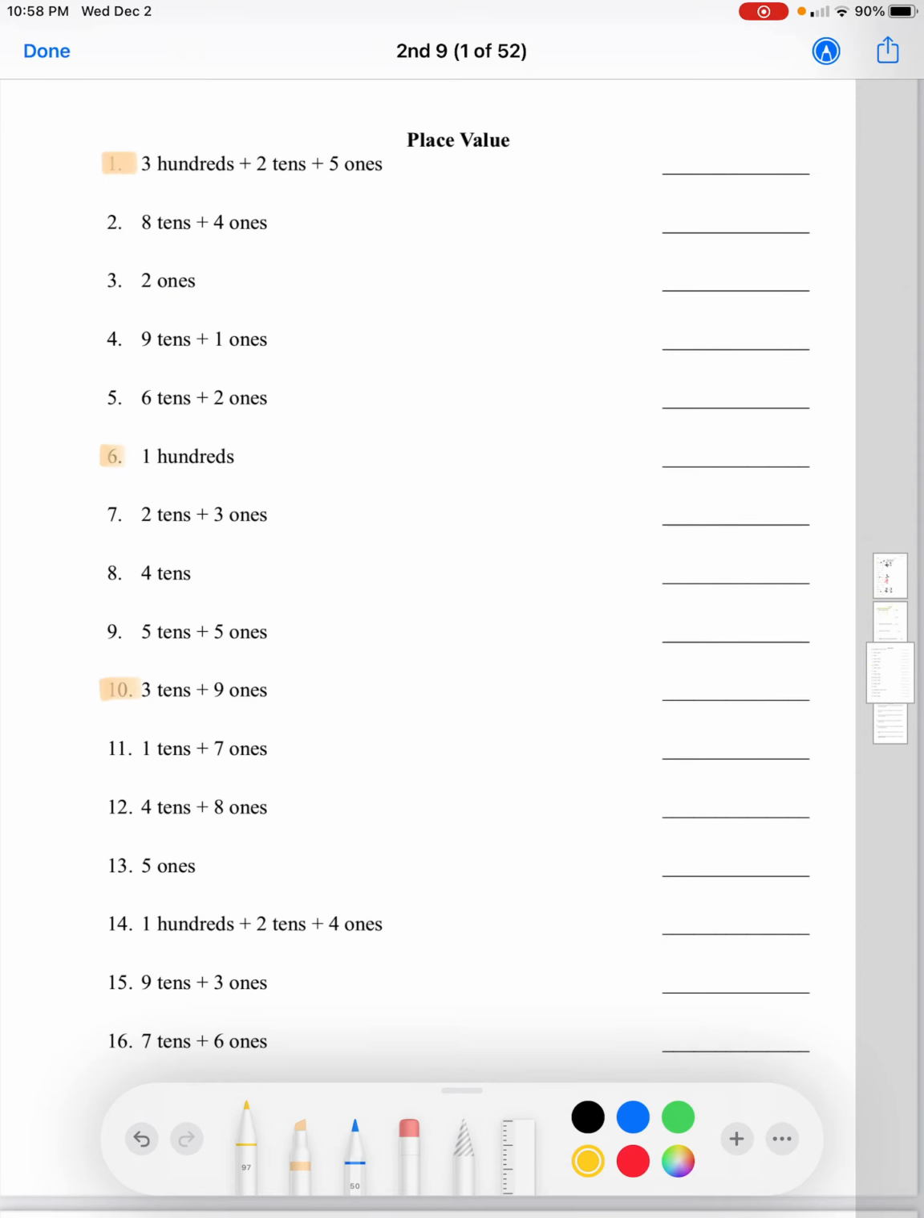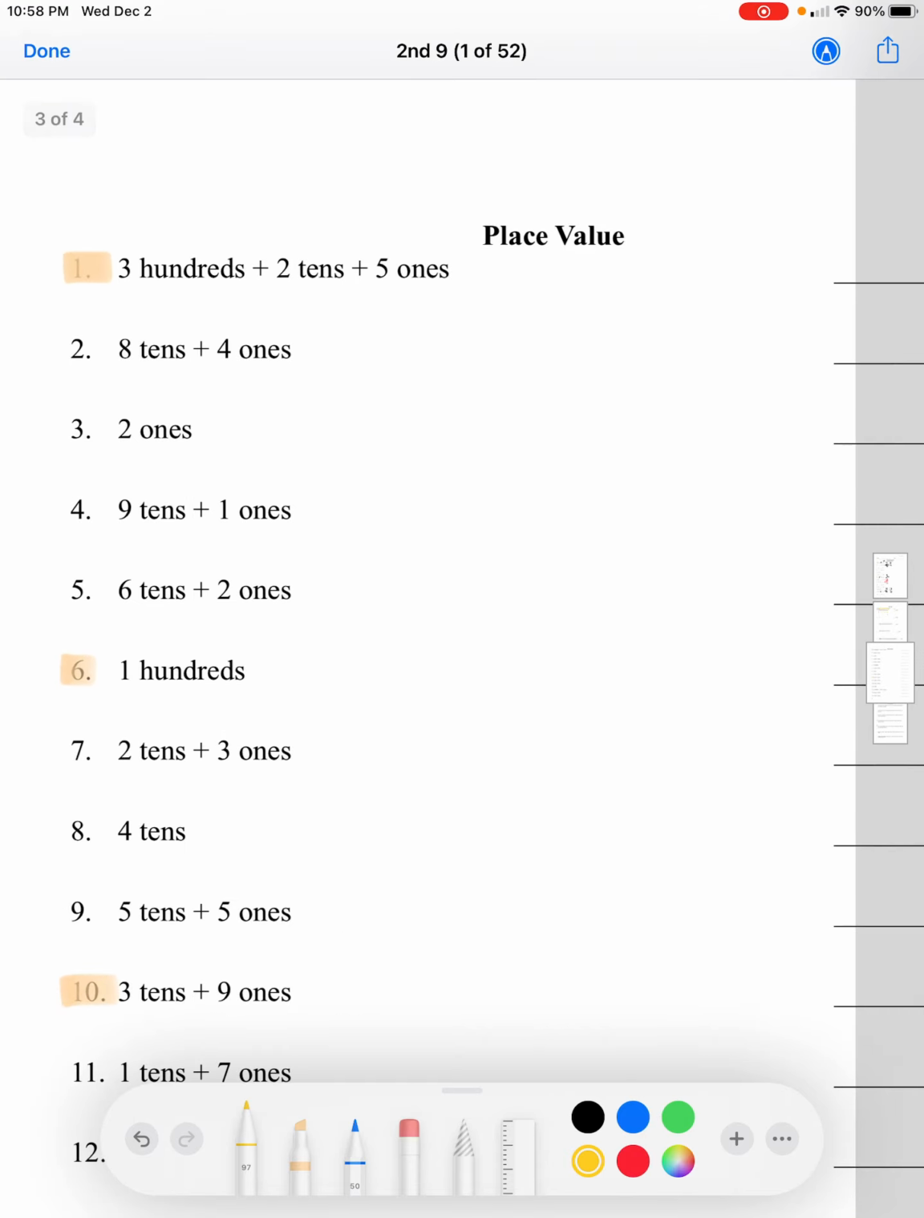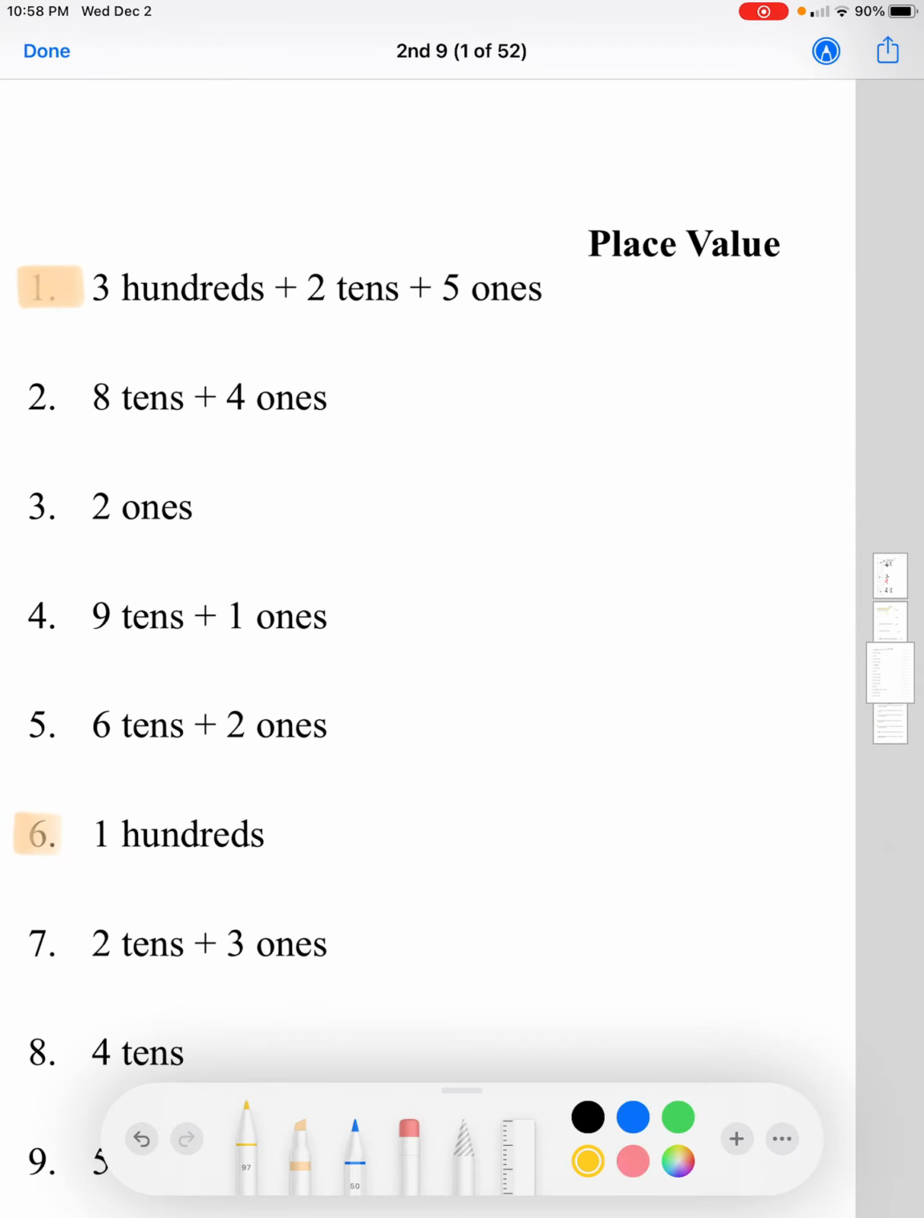Now, our next topic is place value. We've done this a few times before, and we're going over this again. So our first example is 3 hundreds plus 2 tens plus 5 ones. So we know that the ones place is at the end. This is the tens place, and then the hundreds place.